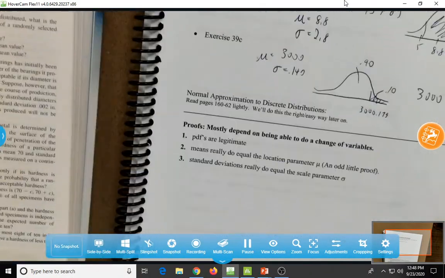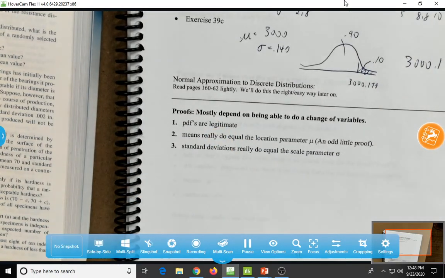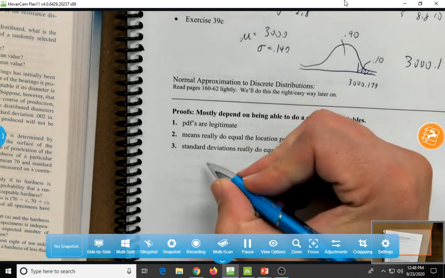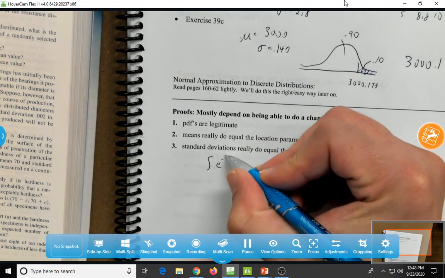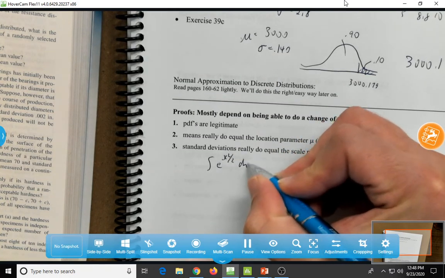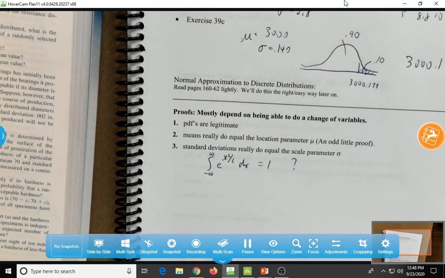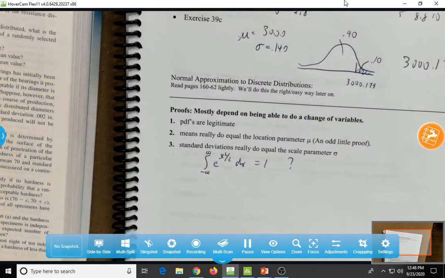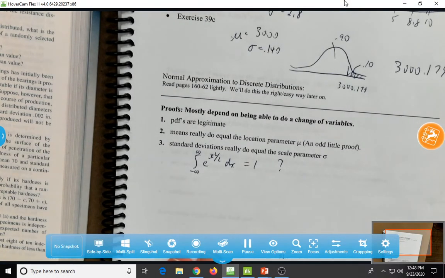Now, are PDFs legitimate? I told you we can't integrate it. How do we know that they integrate to 1? How do I know that the integral of e to the minus x squared over 2 dx going from minus infinity to infinity equals 1? And this is a great trick. If only we could do this with other ones.